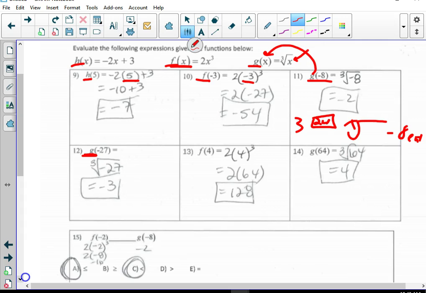Okay, F of 4 means plug 4 into the F1 right here. You cube the 4 first to get 64, then you double it to get 128. G of 64, again, just plug that in your calculator. The cube root of 64 is 4. 4 times 4 times 4 is 64.